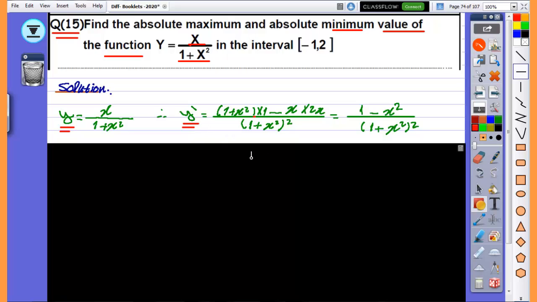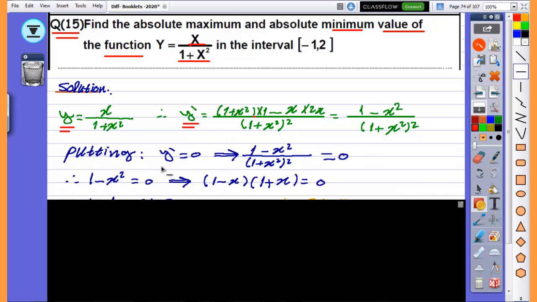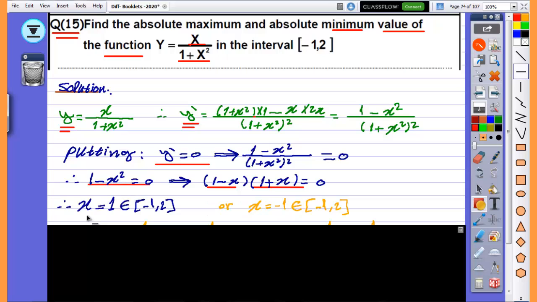So putting y dash equals 0, we will get (1 minus x square) over (1 plus x square) all square equals 0. It means 1 minus x square equals 0, the numerator equals 0. By factorizing it as a difference of two squares, what we get? (1 minus x) multiply (1 plus x), x equals 1 here, or x equals negative 1.